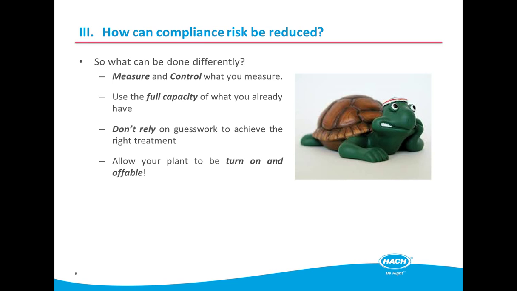Using dissolved oxygen as a surrogate to estimate the correct treatment for ammonia is a very strange approach when you step back and actually think about it. By measuring ammonia at the inlet and the outlet of the activated sludge plant, you can use the full treatment capacity of the assets you already have, instead of relying on guesswork to achieve the right level of treatment.